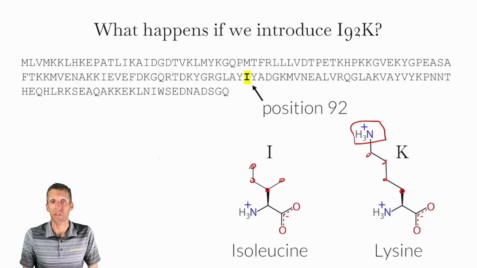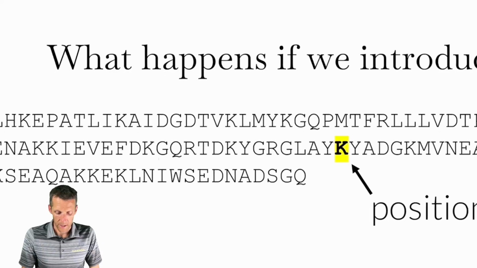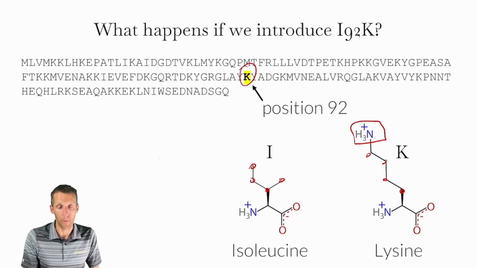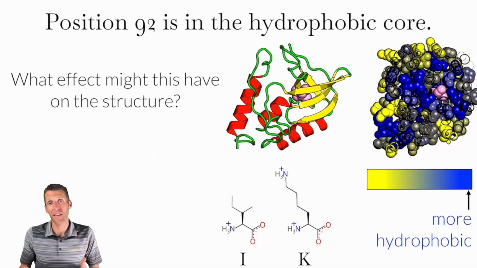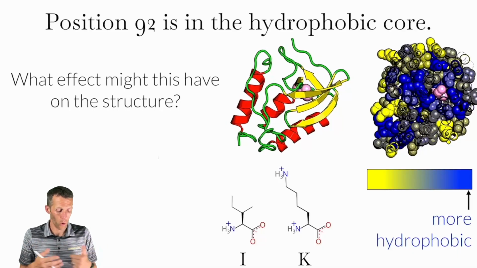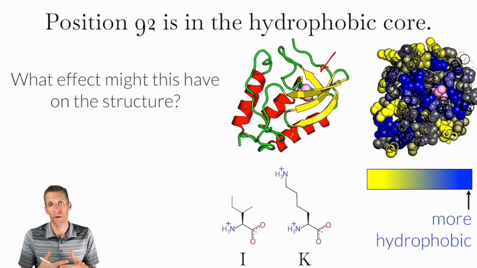So you can see I took the I and I turned it into the K. Let's make that a little bit less subtle. Apparently I can't switch slides when I'm zoomed up. So that's now a K. Okay, cool. Position 92 is actually in the hydrophobic core, as I hinted at earlier. And so here in pink, I've highlighted the amino acid there.